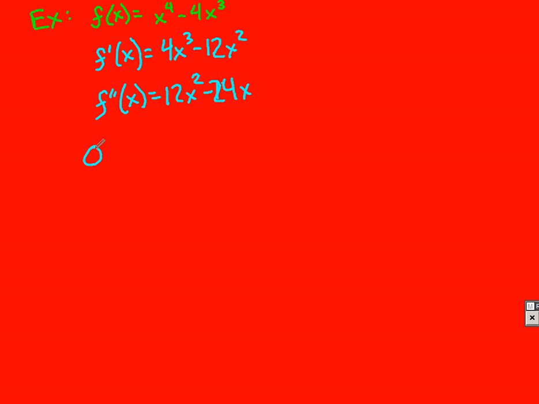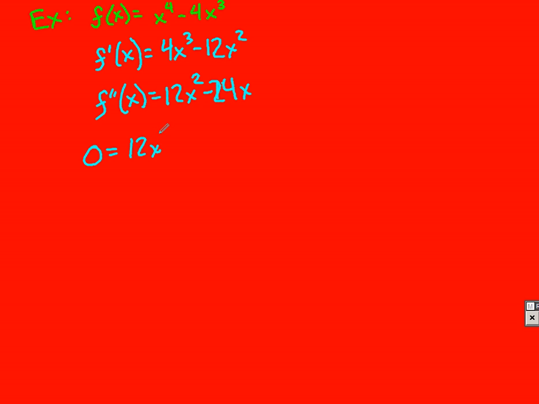So to see how we use concavity, let's say I want to know where the regions are that it's concave up or concave down. To do that, I need to take the second derivative. But before I can take a second, I must take a first. So 4x cubed minus 12x squared is the first derivative. Now, I need to take a second derivative here, which would be 12x squared minus 24x. I want to set this equal to 0 to find my inflection point.